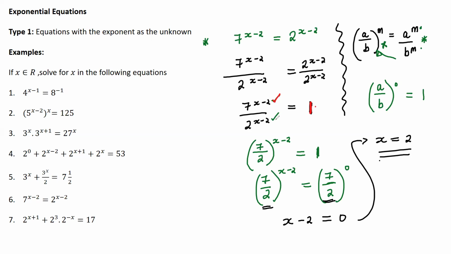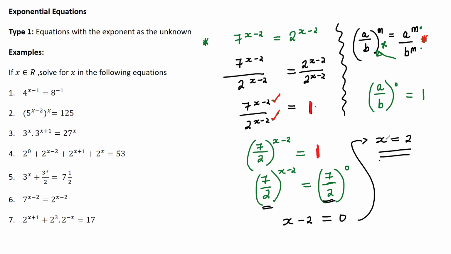And because the powers are the same, then I'll say to myself 7 over 2, respecting this law, is equal to 1. And what is that 1? 7 over 2 to the power of 0. Then drop the powers and x becomes equal to 2.